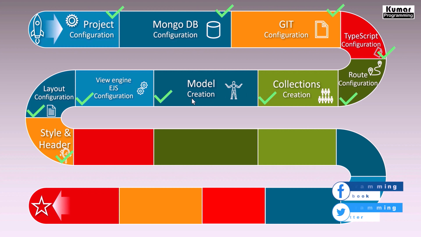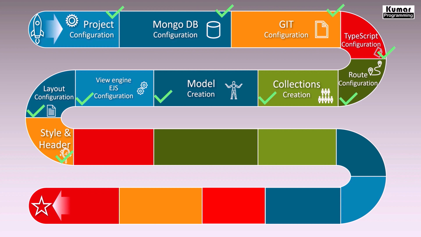After that, we created models for author and book. Then we configured our view engine EJS and created our EJS templates. Then we did our layout configuration that is going to be common for our entire project. And after that, we did our styling and creation of the header.